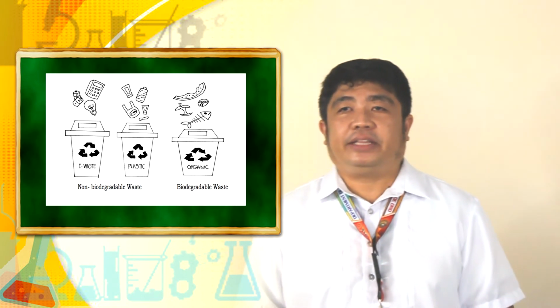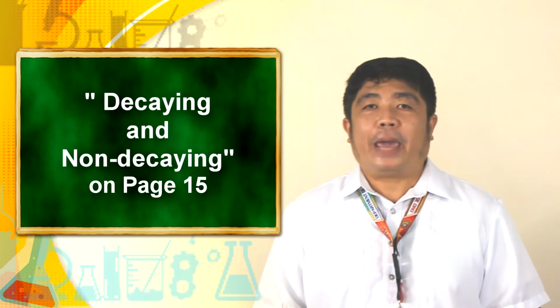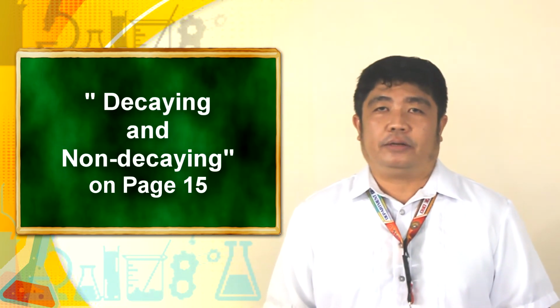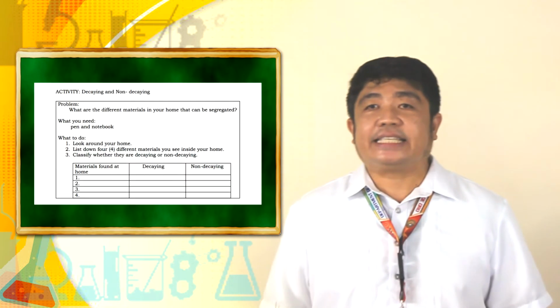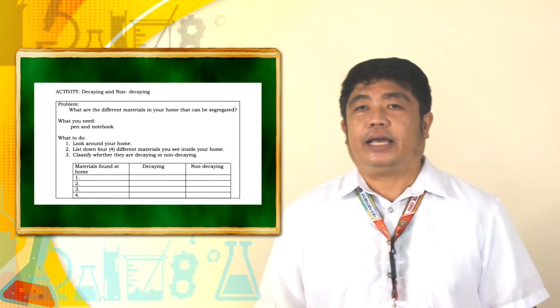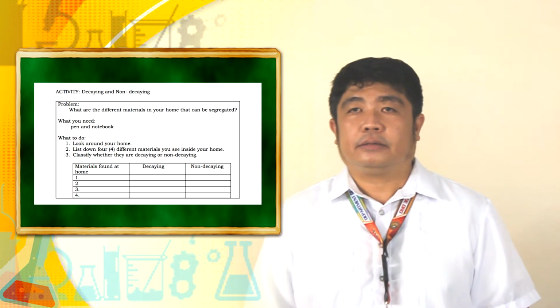Our next activity is the Decaying and Non-decaying found on page 15 of your module. For this activity, you are going to list down the different materials in your home that can be segregated. You're amazing! Segregation of waste is easy and necessary. If you are doing it, encourage your neighbors to do it as well.